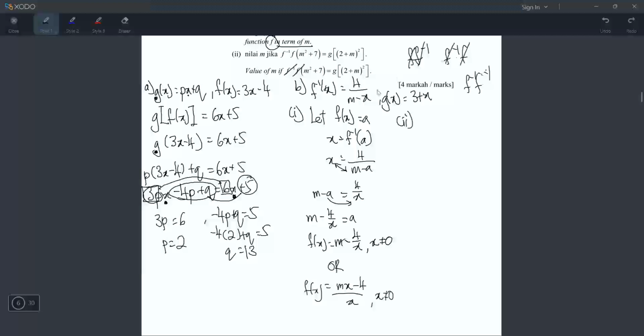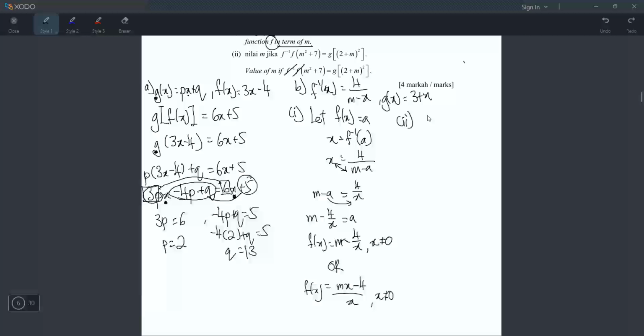This one cannot cut, right? It must be one function, one ordinary function, one inverse. Then only you can cancel each other like this, right? But if both are inverse, cannot. So this one can cut because one is inverse, one is f. Doesn't matter which is in front or behind. When you see one function, one inverse, then you can cut.